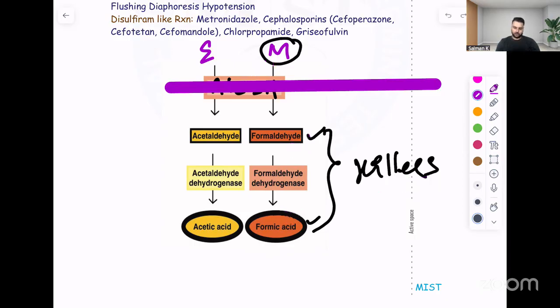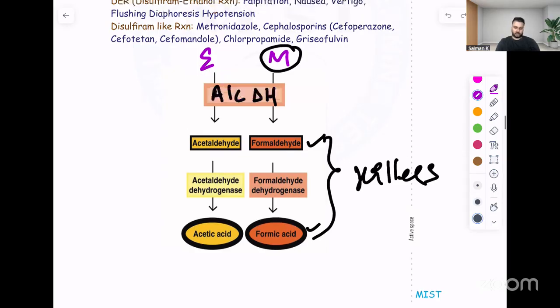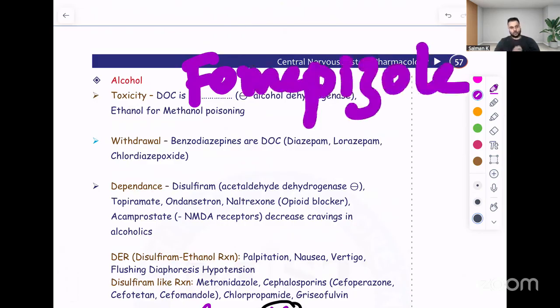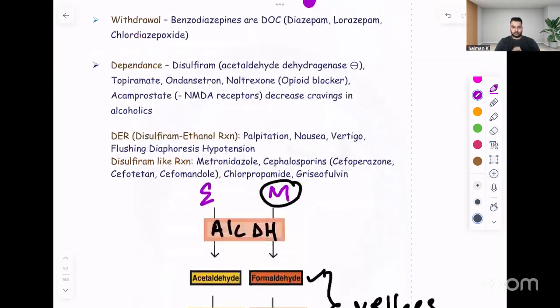Previously for this, we used to give ethanol. Remember, methanol poisoning was treated by ethanol. But now we give something else, a drug called fomepizole. Okay, the drug of choice for this is called fomepizole. That is the antidote for methanol toxicity. Next, for withdrawals, that means if somebody suddenly quit drinking and they're having withdrawals, then we give benzodiazepines, especially chlordiazepoxide, as it is a long-acting drug.